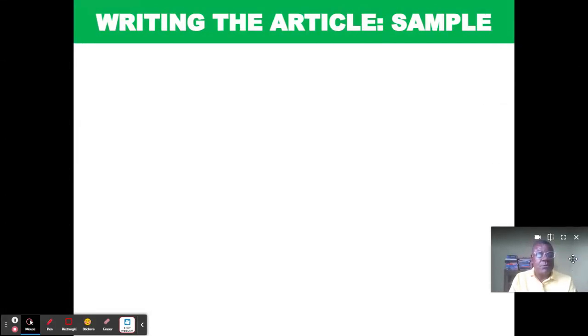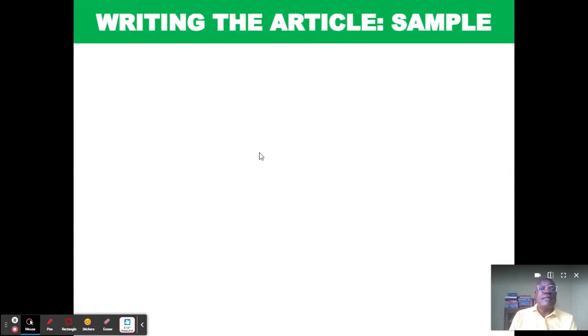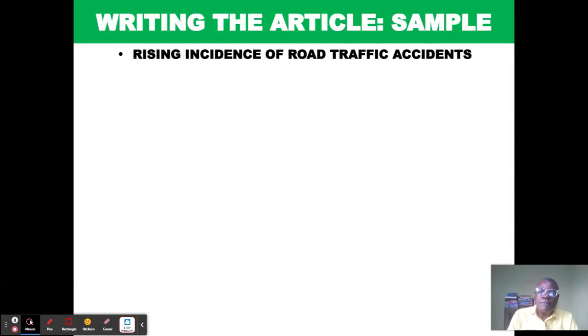Okay, now writing the article, and at this stage we want to look at the sample, and then I show you how exactly you ought to write your article in order to score high in any English exam. You can see that the first thing is the headline. Of course, if you are buying a newspaper or magazine, you first check through the headlines. What really draws your attention and compels you to buy a particular newspaper is the headlines.